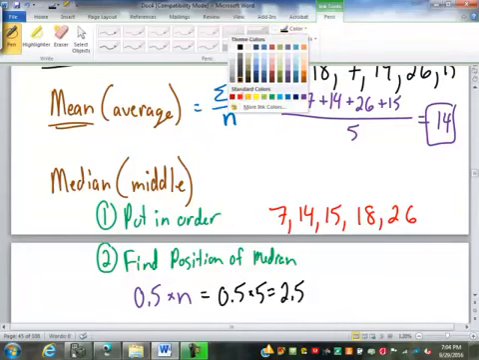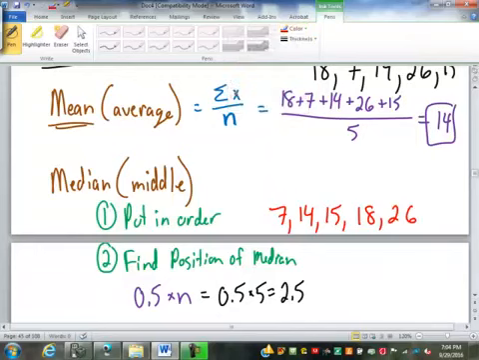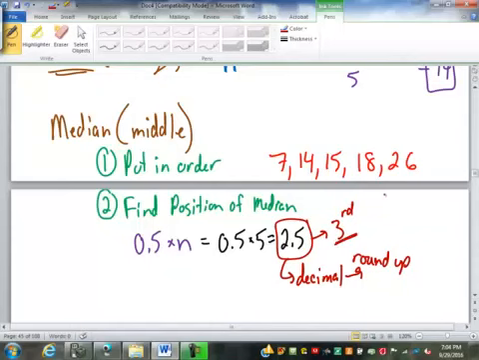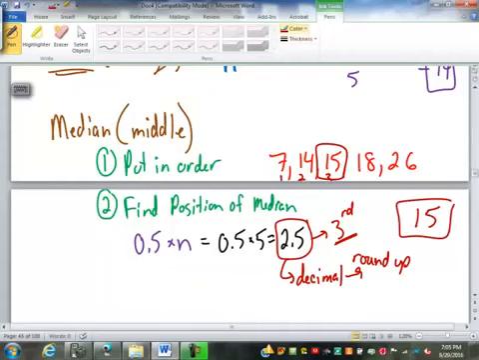Now there's two possibilities here. This one is a decimal. If it's a decimal, we round up. So 2.5 would be rounded up to 3. The number in the third position is our median. So you got 1, 2, 3 right there. The 15 is our median. So the median of this data set is 15.